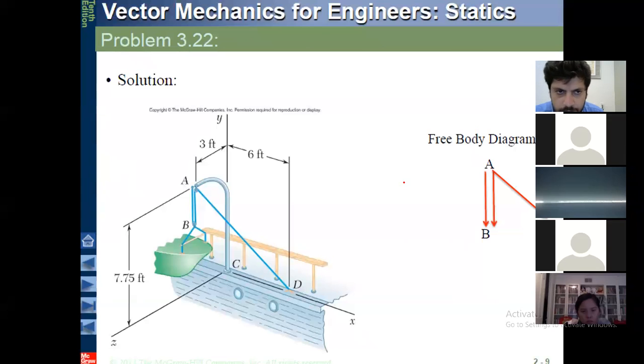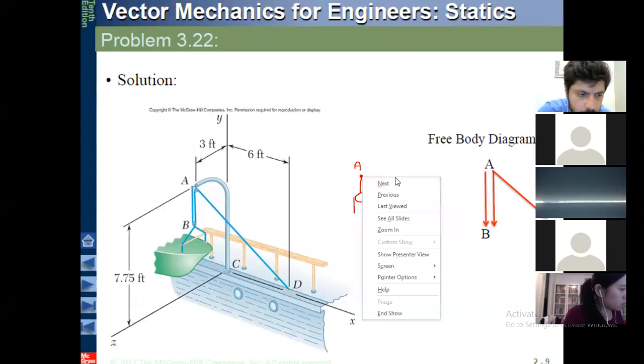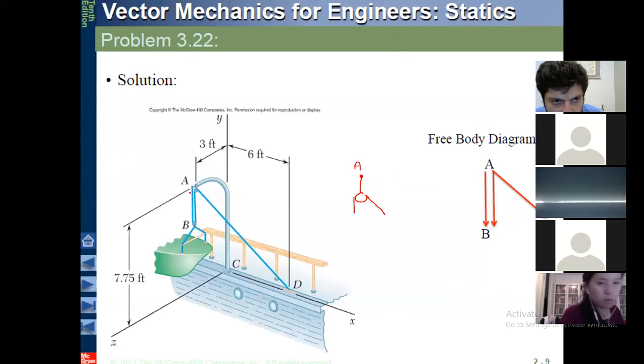Oh, we have three forces. Let's say we have a support at A, and well, you have a pulley here. So to this point A, you have a force from the rope AB, right? It is clear. There's a support at point A that the rope is connected to.